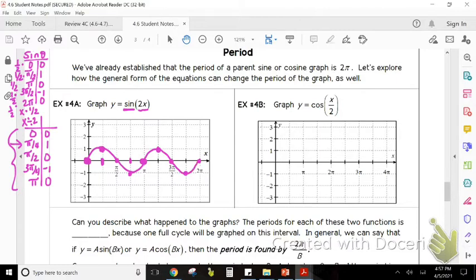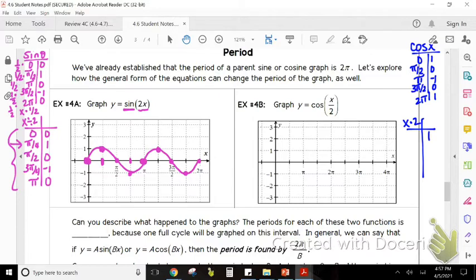All right, in example 4, we have y equals cosine of x over 2. And so we know we're going to use our cosine parent table. Cosine starts at the top, so then it has to come down to the bottom and go back up. Now, for this, we see it says x divided by 2, so we know that means we're going to take our x's and multiply them by 2.